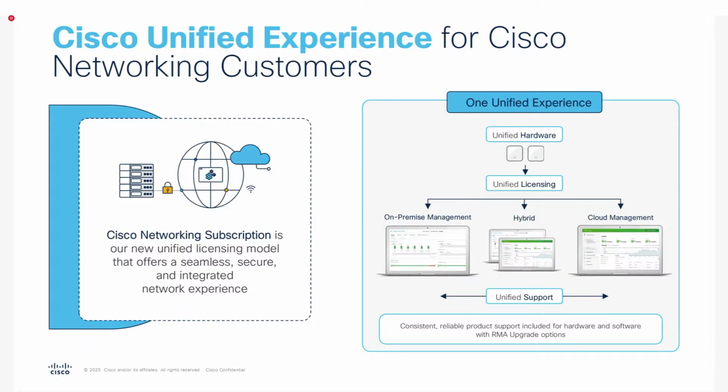So the unified networking experience. This is unified hardware. You only have a single SKU to order. Unified licensing, so you could manage your device as you need, and as your needs change, you can move it around. And then embedded support. When you need support for your products, your software and your hardware is covered with the subscription. So now, with this unified licensing model, you can seamlessly integrate, secure, or modify your network experience as you need.